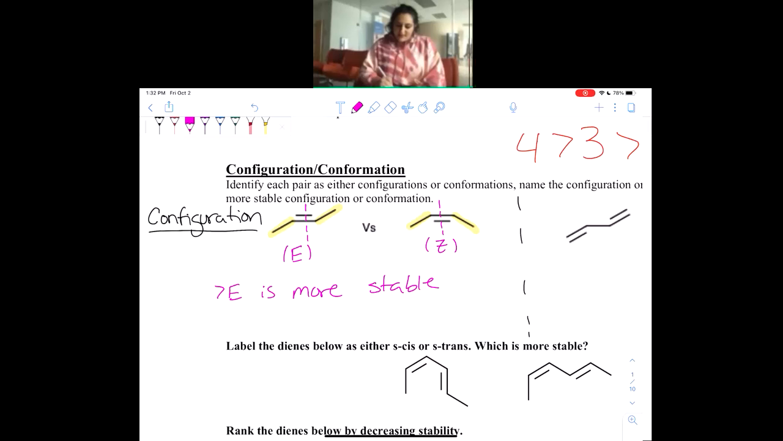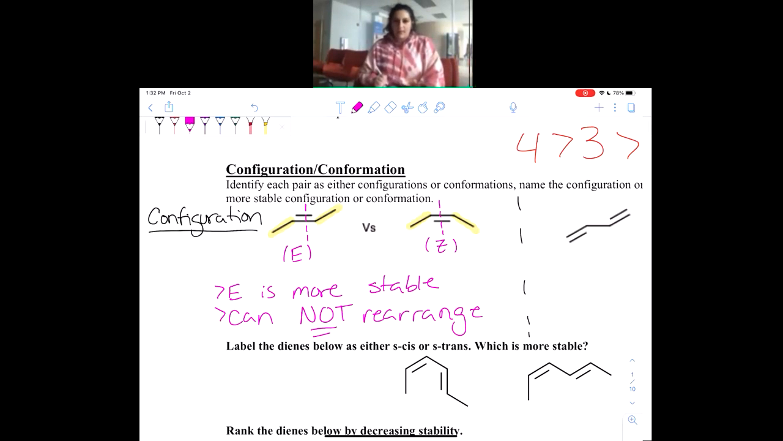And so all you really have to know is that E is more stable because of less steric hindrance. The further these two groups are from one another, the more space they have. Also, you cannot have rotation on a double bond. So you cannot flip between E and Z.